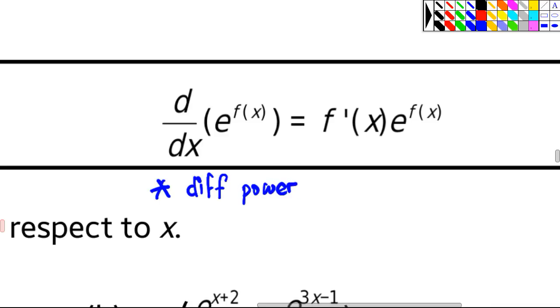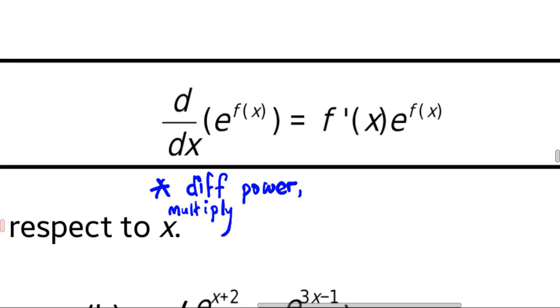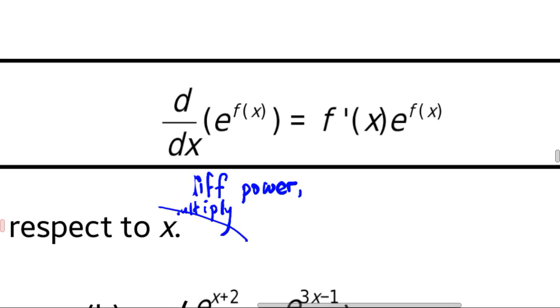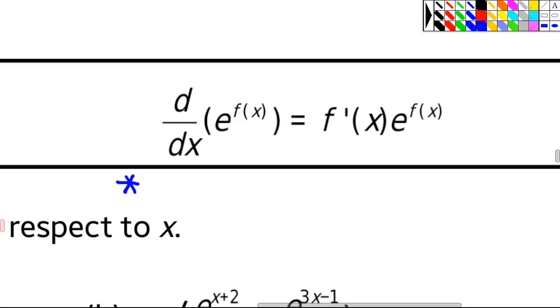Of course, I multiply. Later you will understand why I want to write down multiply. Multiply, differentiate power. Multiply, differentiate power. I want to multiply. Differentiate the power.